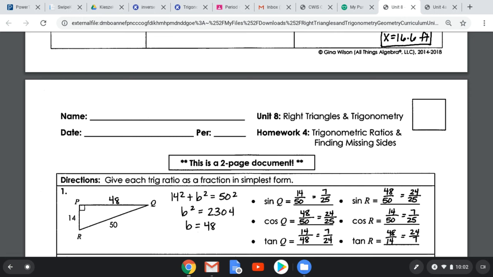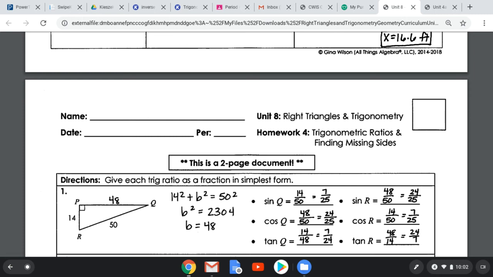So sine of q is opposite 14 over hypotenuse 50. And then you reduce it. Cosine of q would be the adjacent side, which is 48 over 50, or 24 over 25. Then tangent of q would be opposite over adjacent, so 14 over 48 is 7 over 24. And then you just do the same concept for angle r. So take a moment, look at it before we move on in the video.